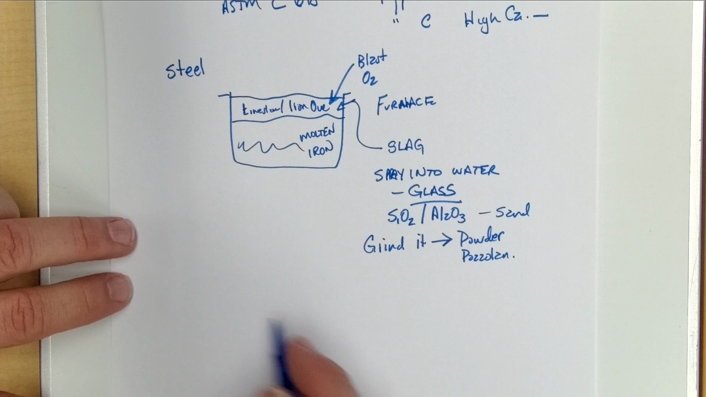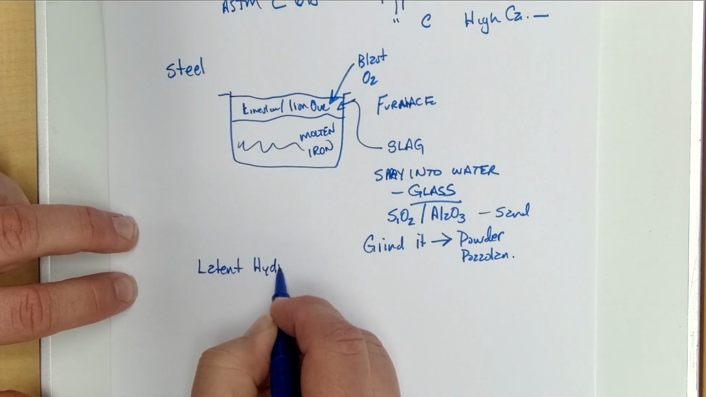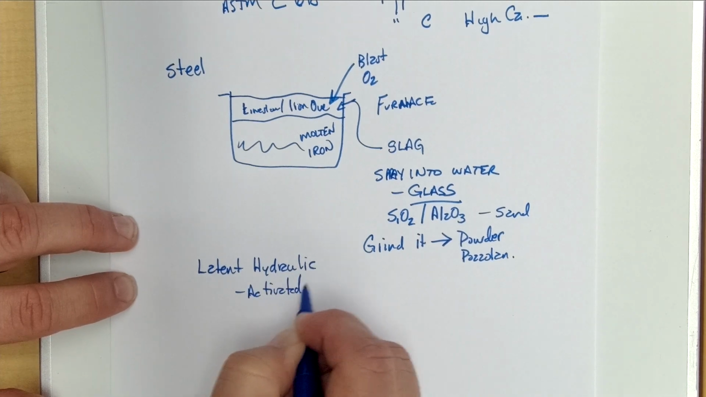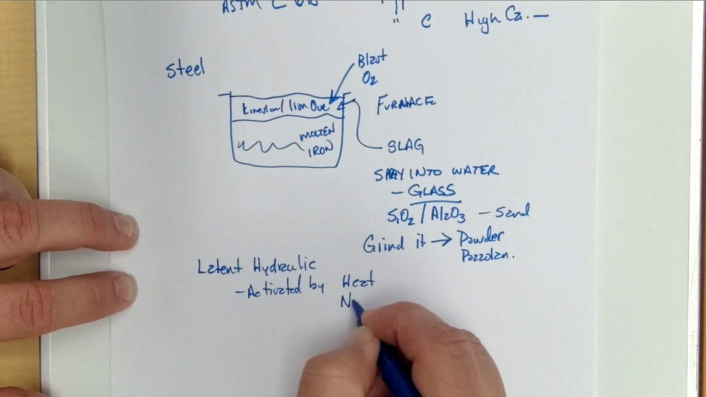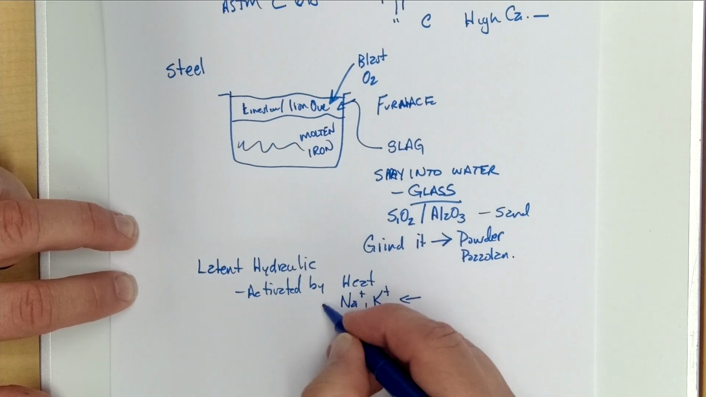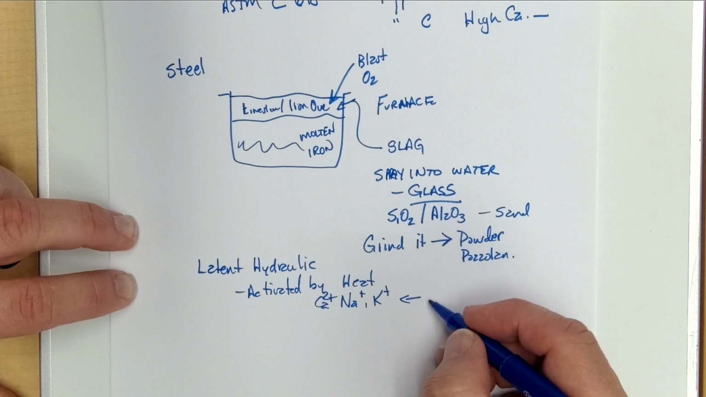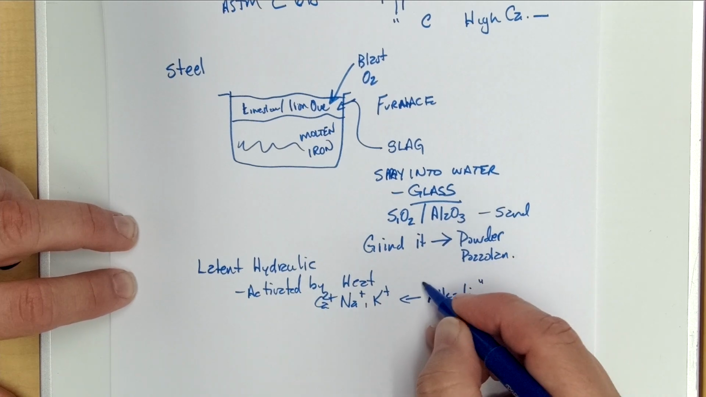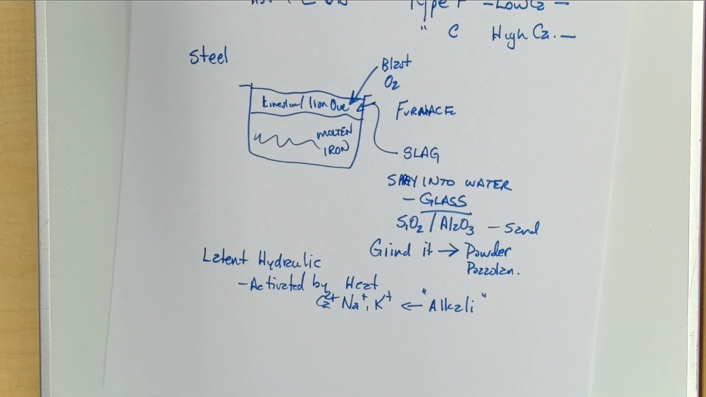It has latent hydraulic tendencies. It's activated by heat and by sodium and potassium and calcium for that matter, which are the alkali metals. We refer to them generically as alkali. So it's alkali activated, it's heat activated.